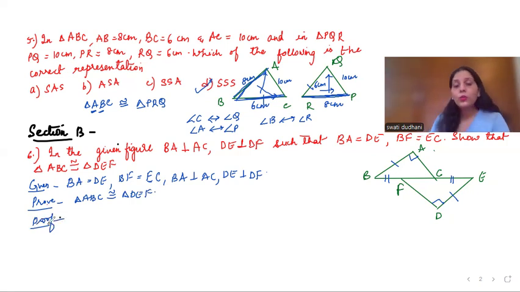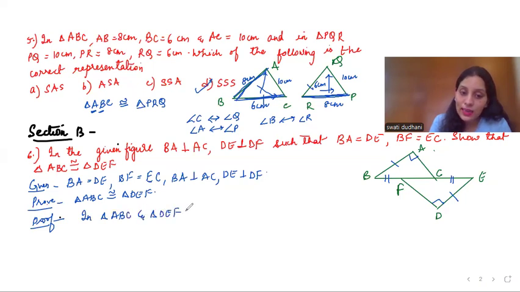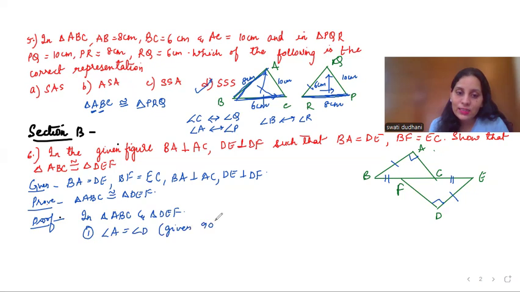So here, to prove two triangles congruent, you need 3 parts to be equal, right? So let us first write in triangle ABC and triangle DEF. So we have 90 degrees. First one is angle A equal to angle D, that is given 90 degrees. Now second part is AB is equal to DE. This is also given to us. Now what is the third one?